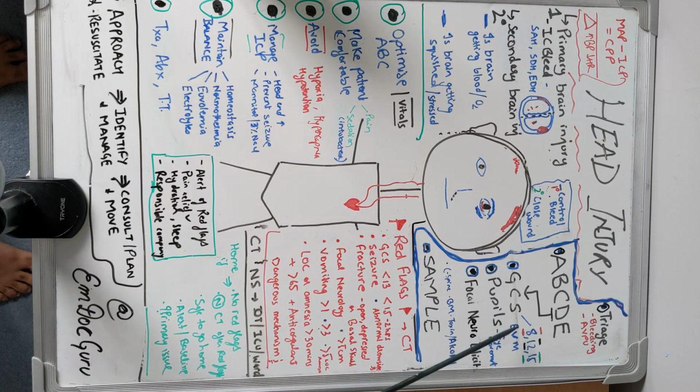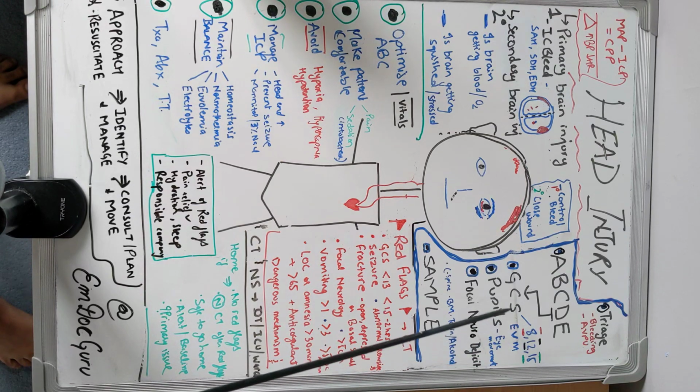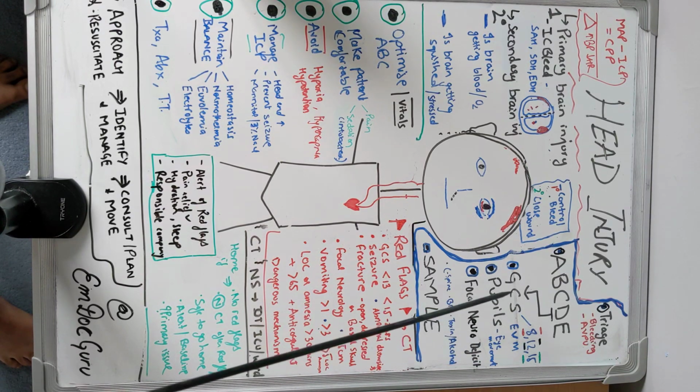Now you document the GCS, and the assessment is required to define the severity of the head injury. So a GCS of 8 or less is considered severe. Then a GCS of 9 to 12 is classified as moderate, and 13 to 15 is considered mild head injury. Once you do that, you then move on to assessing the pupils.